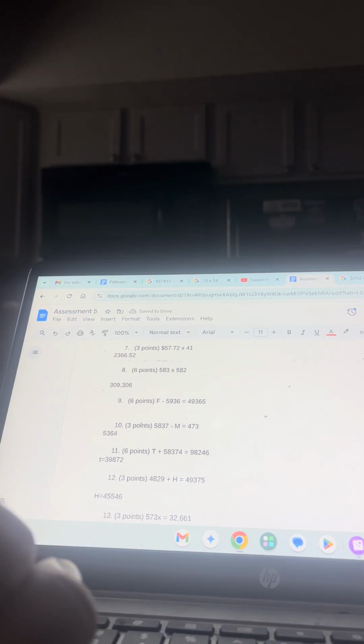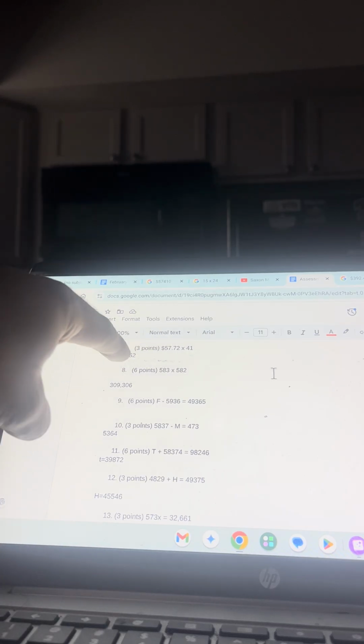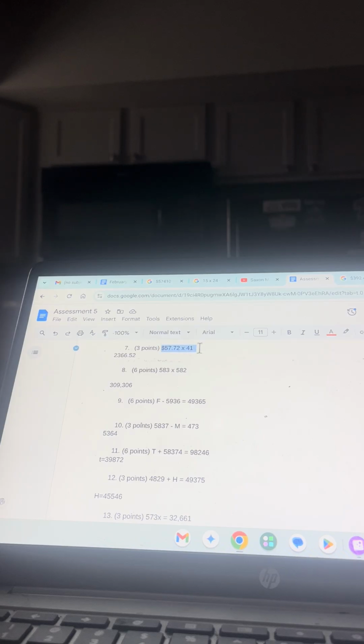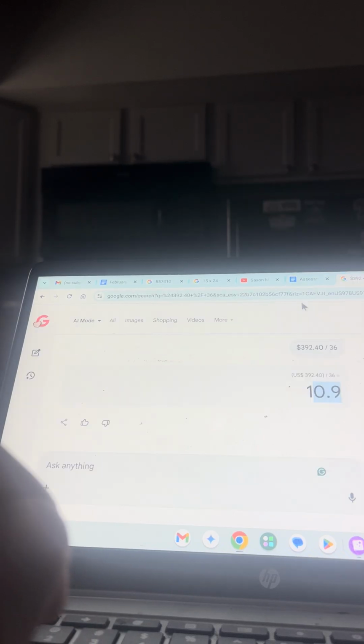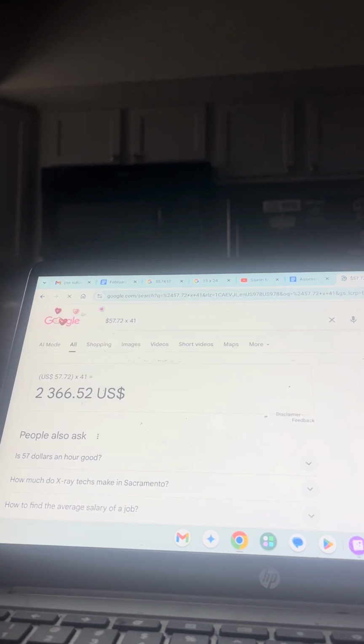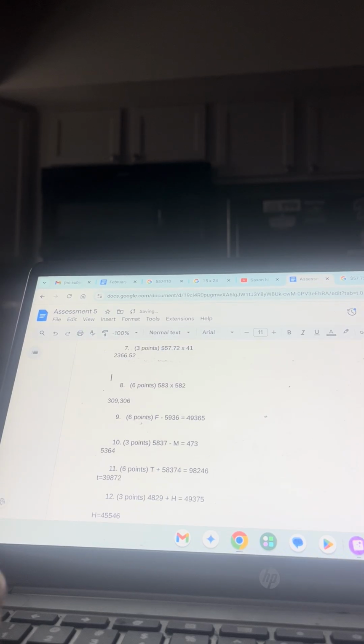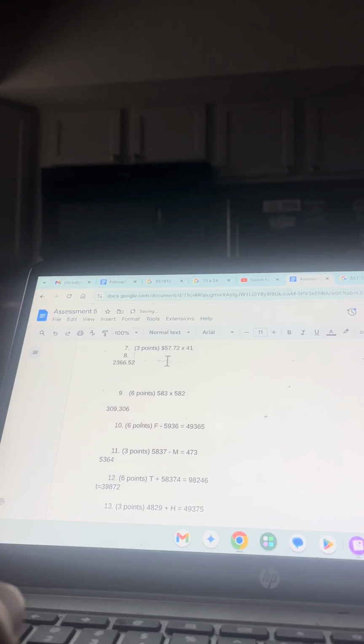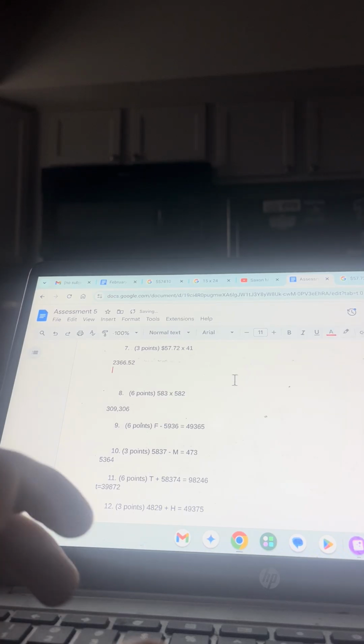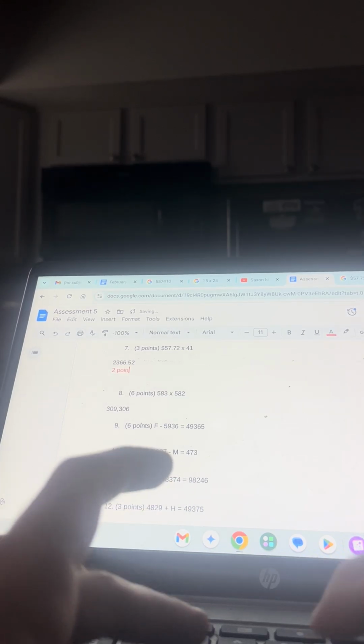Number 7. Oh, you forgot your dollar symbol, so you're automatically not getting full points. I can already see that right here. See how you have a dollar symbol and says the money problem? You forgot to write your dollar symbol. So you're already not getting full credit for that one. But let's see if you got the right numbers so you can at least get partial credit. Let's check. 2,366.52 US dollars. Okay, so you got the numbers right, but you forgot your dollar symbol, so you get 1 point off. You gotta write the dollar symbol.